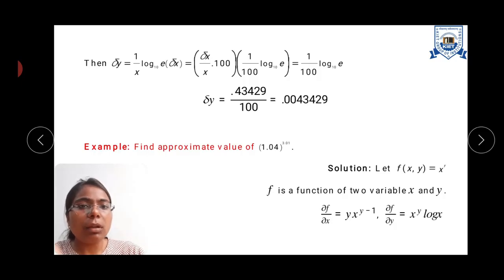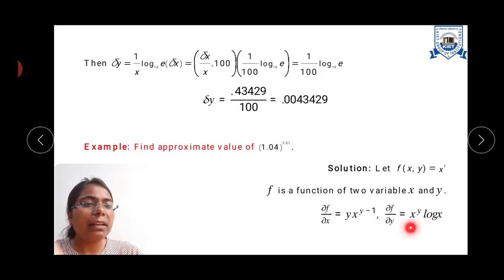Our next example is, find the approximate value of 1.04 to the power 3.01. To solve this type of question, we let the function f of x, y be of this type. So we let f of x, y is equal to x to the power y, and f is a function of x and y, so we can differentiate partially with respect to x and y. We know that del f over del x is equal to y x to the power y minus 1. It means if we differentiate f partially with respect to x, then treat y as a constant. And in a similar way, del f over del y means differentiate f with respect to y and treat x as a constant.